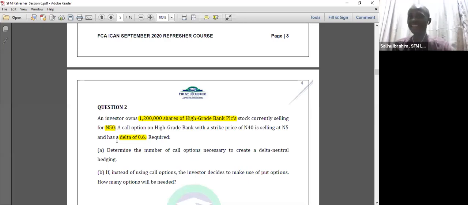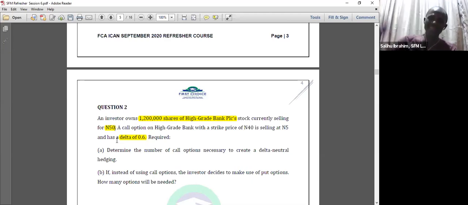Now, his fear is that the price will have fallen. Therefore, he wants to hedge. And what does he want to use to hedge? He wants to use call to hedge. The investor wants to use call option to hedge.